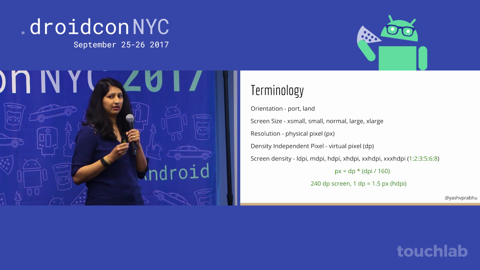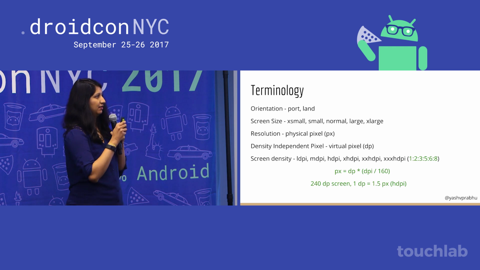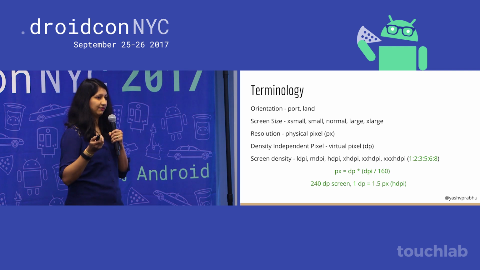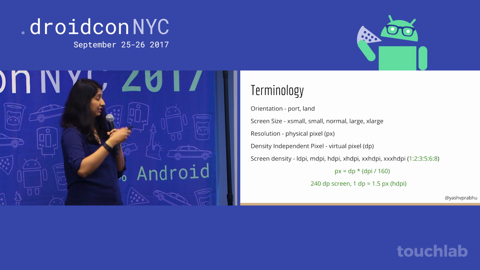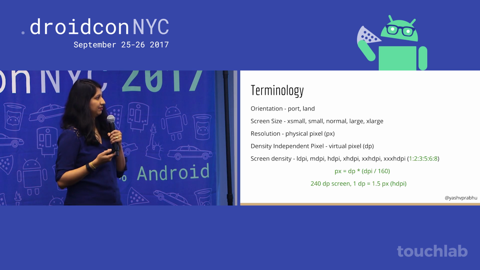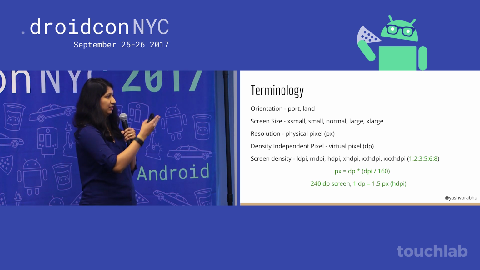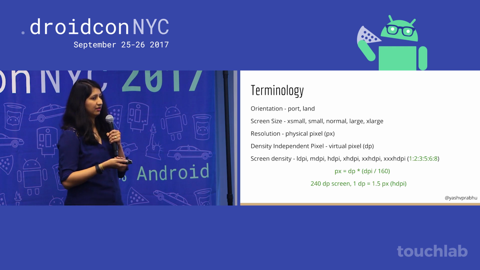Before I get into that, I want to talk a little bit about the terminology. These are the qualifiers that we'll be using. Port and land for orientation, that stands for portrait and landscape. Screen size, which is the size of the device measured along the diagonal, ranging from extra small to extra large. Resolution is the physical pixels. And density independent pixel, or dp or dip, is the virtual pixel. Screen density ranges from ldpi up to xxxhdpi, and that is the ratio. And you can convert from pixels to dips using this formula. So it's a 240 dpi screen, which means 1 dp is equal to 1.5 pixels, so it's an hdpi screen.